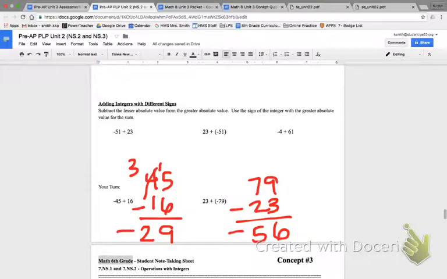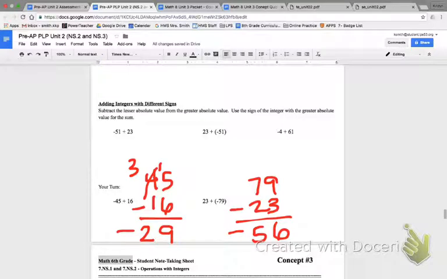All right, so for the first one, you should have had an answer of negative 29. Because the absolute value of negative 45 minus the absolute value of 16 is 29. And since negative 45 has a greater absolute value than 16, I'm going to use the negative symbol in front of my answer. On the next one, you should have gotten an answer of negative 56. Subtract their absolute values, and then use the sign of the number that's farthest from 0. So since negative 79 is farther away from 0 than 23, I'm going to go ahead and put the negative sign in front of 56.